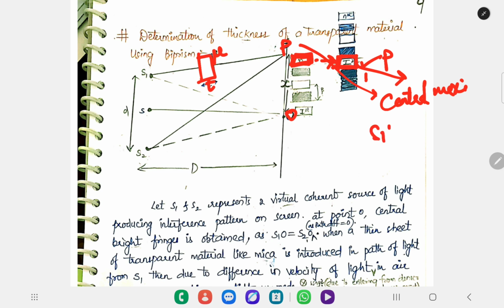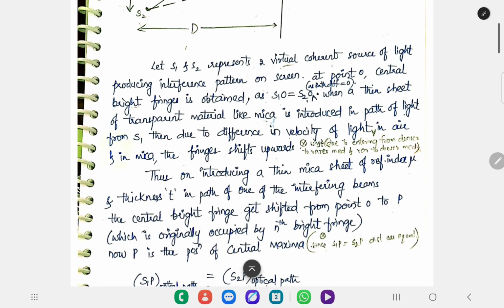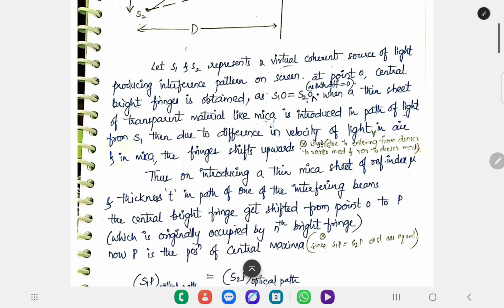Now S1P and S2P will be equidistant. No path difference, zero path difference. So this is what is written here. You can read this. You can write the notes also.